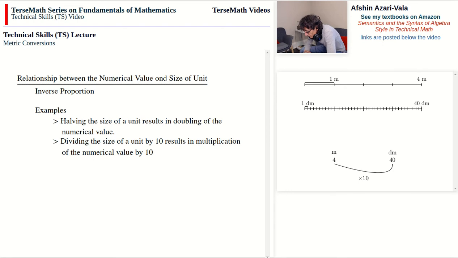Now you notice that meter itself is 10 times bigger, so going from meter to decimeter, we are dividing by 10. The size of the unit gets divided by 10, as you can see here. But when we say multiply by 10, it means that the numerical value gets multiplied by 10. And often we don't write the actual values, and we just say if you're going from meter to decimeter, multiply by 10. And by that we mean that the numerical value should be multiplied by 10.